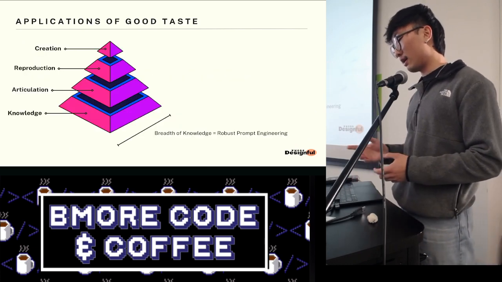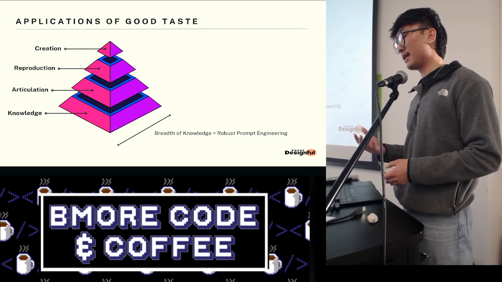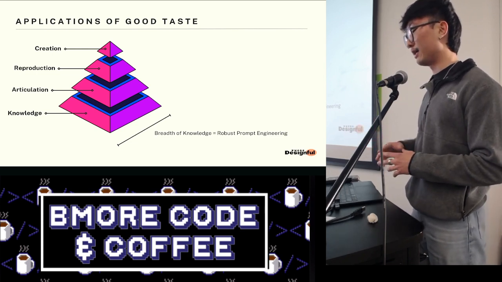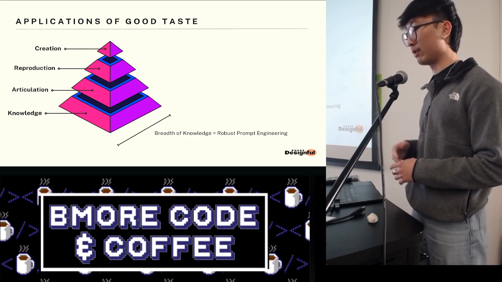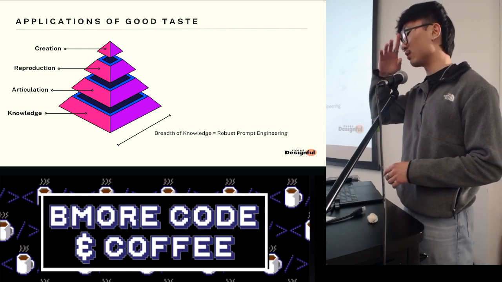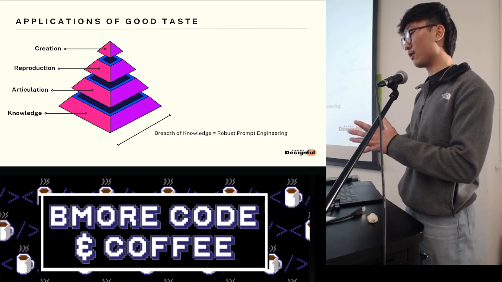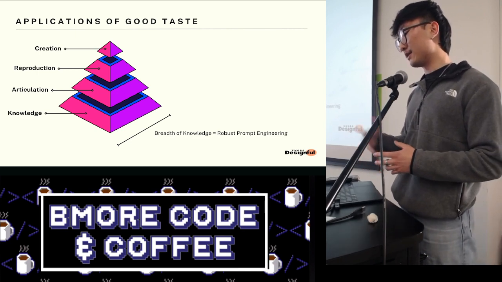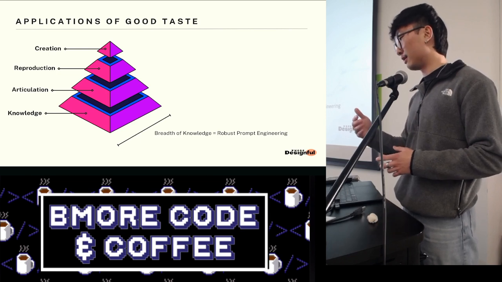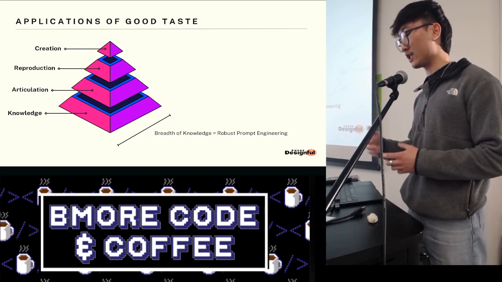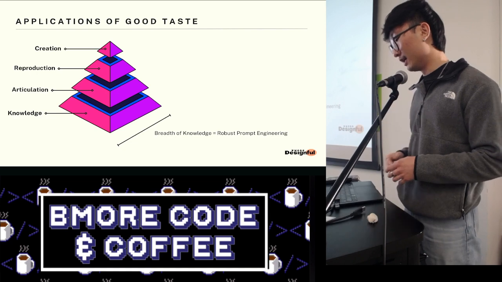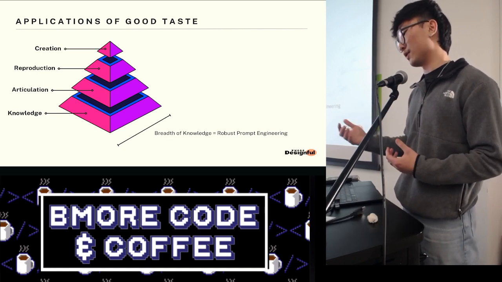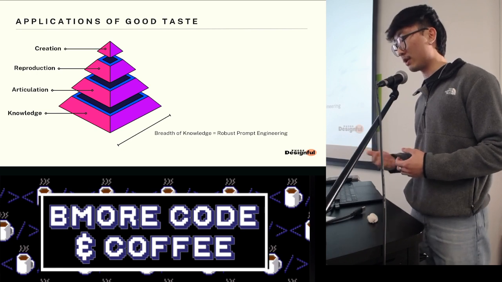And so for the application of good taste in AI, before we saw a 2D pyramid. If we think of the example of Baroque music, that could be thought of as one cross-section in this whole domain of music. Now, if we consider other styles of music, this would be expanding your breadth of knowledge, that unlocks your ability to create your own also with AI through robust prompt engineering.